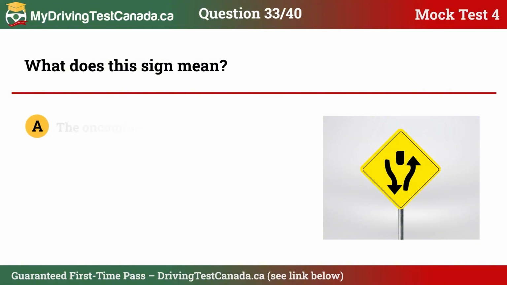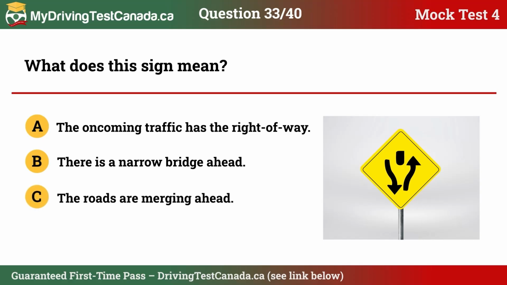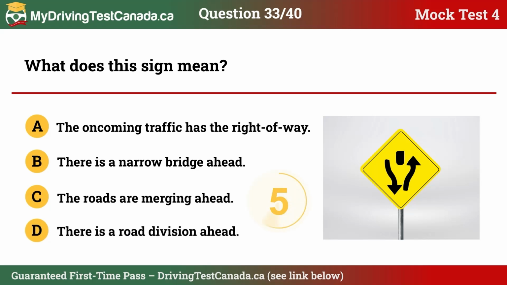A. The oncoming traffic has the right of way. B. There is a narrow bridge ahead. C. The roads are merging ahead. D. There is a road division ahead.